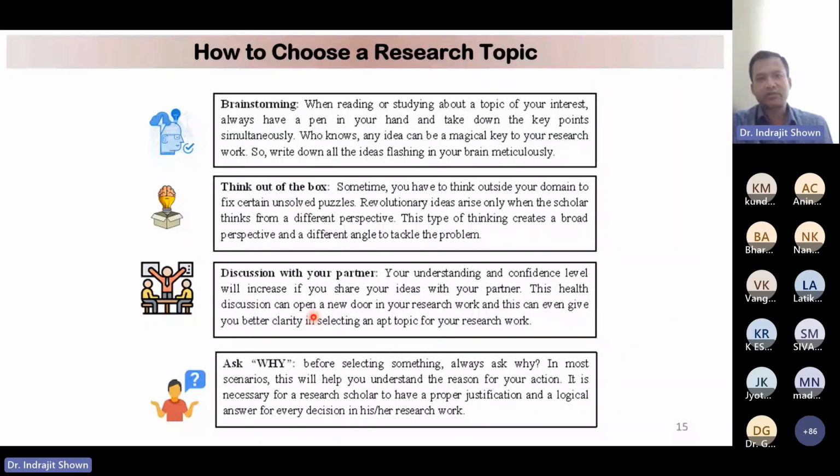Then after all this brainstorming and out of the box thinking, you can discuss with your partners. Basically, this is another important part: maybe your colleague or your friend, you have to discuss that topic with them. They will give you some constructive suggestions, or sometimes destructive suggestions, I can say. Criticism is also an important part of choosing a research topic. Because most of the time we found that if someone criticizes your topic or your research, it means that particular person doesn't like your research, but it's not a true thing.